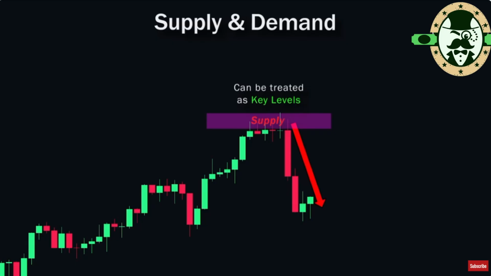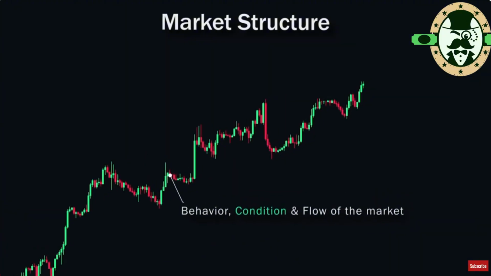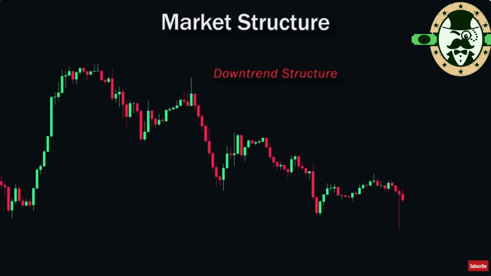The 20th strategy we're going to look at is market structure. Market structure is when a trader analyzes the behavior, condition, and flow of the market. An uptrend structure is characterized by price forming higher highs and higher lows, while a downtrend structure is characterized by price forming lower highs and lower lows.